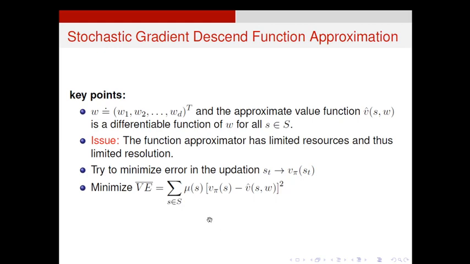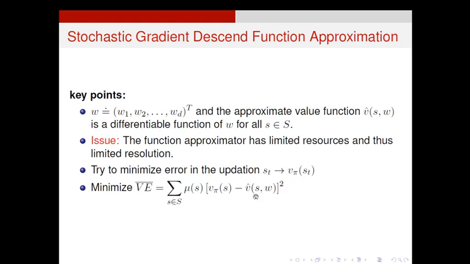Once you use this idea, it is simply an average. The sigma over s in S of mu of s into v pi of s minus v hat of s comma w, the whole square, defines the expectation. If mu of s is a uniform distribution, suppose the state space S contains n states, capital N, then the probability density function for the uniform distribution is 1 by n, and therefore mu of s becomes 1 by n.